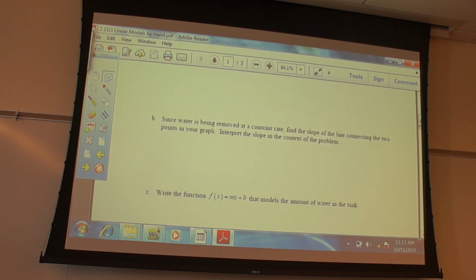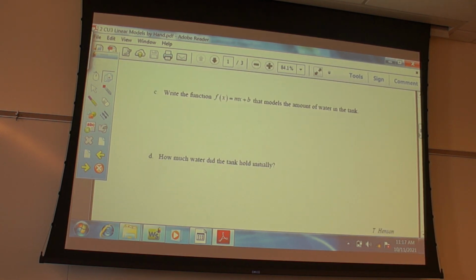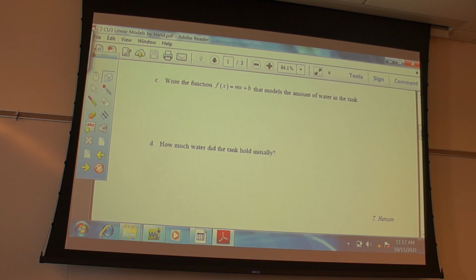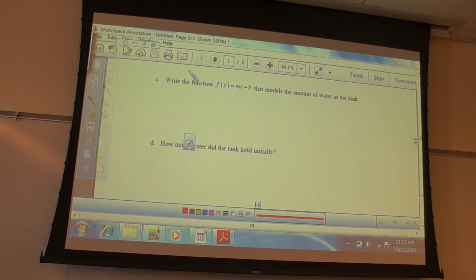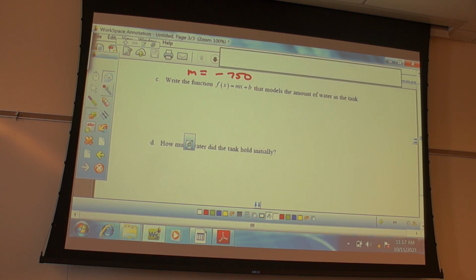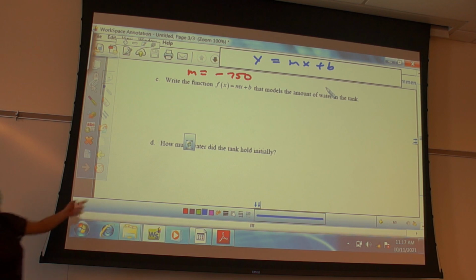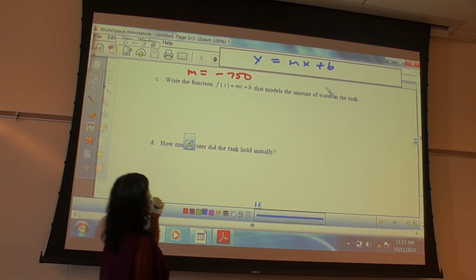So the next part was writing the function that models the amount of water in the tank. So here's the thing. We have our slope. We do not have our b. We have our m. Remember, the whole point is we're trying to find the equation y equals mx plus b. We need to find our m and our b, and we're golden. Once we find our m and our b, we have our equation. So far, we have our m, we need to find our b.